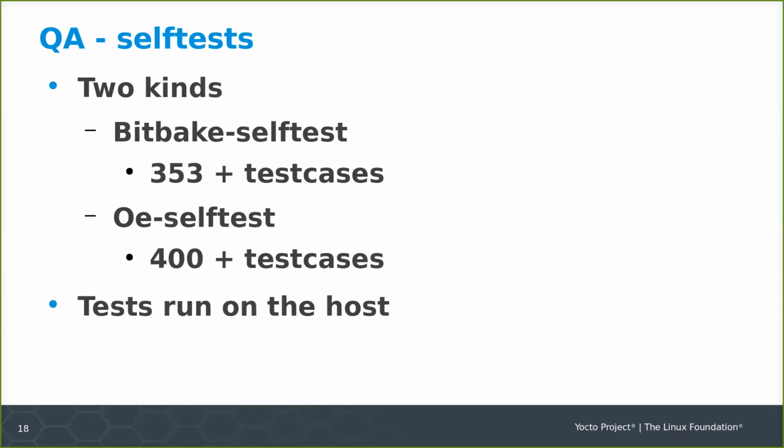Regarding self-tests, we have two kinds: the BitBake ones and the OE self-test. BitBake actually tests itself. You can run the BitBake self-test, which runs roughly 350 plus test cases to make sure BitBake is working as expected. And we have a similar thing for OE self-test.